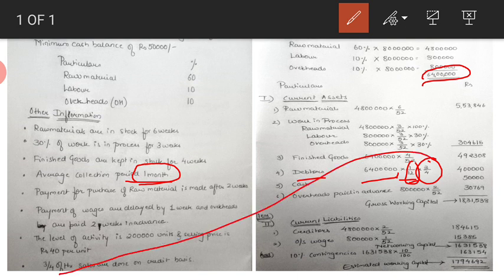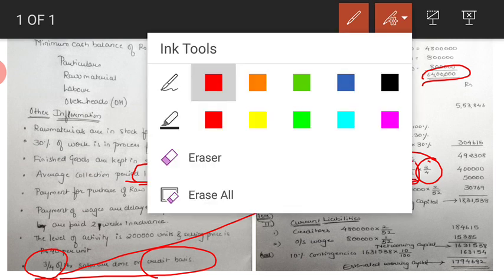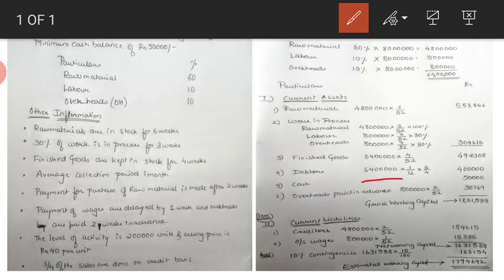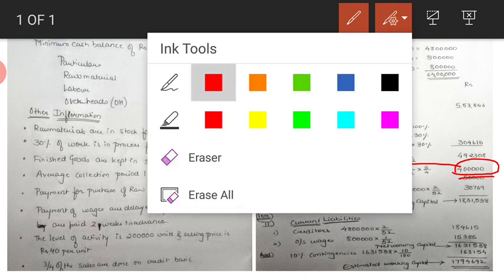So how much is the credit sales? It's mentioned over here: 3/4 of the sales are done on credit basis. So only 3/4 has to be considered. So 64 lakhs into 1 divided by 12 into 3/4 gives us 4 lakhs. So 4 lakh is the working capital required for debtors.